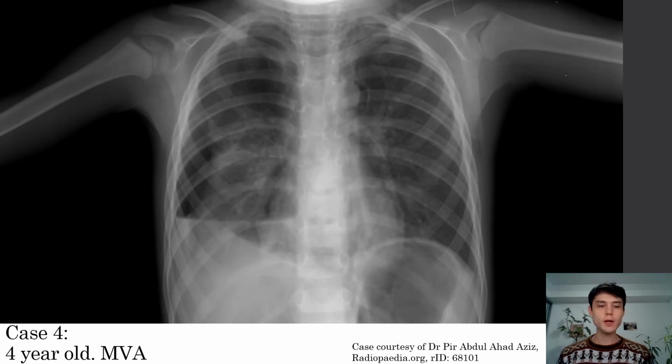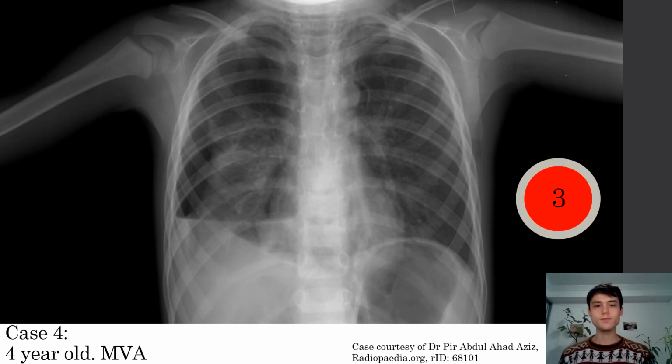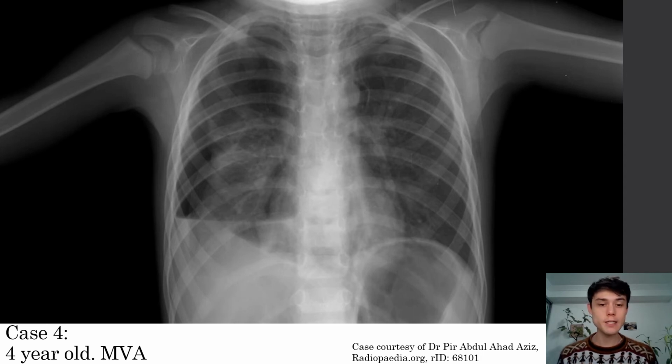Okay, case 4. We have a 4-year-old who's been in a motor vehicle accident. So there are a number of features worth commenting on here. The first being this flat line, which, unlike the curved line of the meniscus sign in a massive pleural effusion, is flat, which suggests that as well as fluid in the pleural space, we also have air in a hydropneumothorax. Now, given that the history is of trauma, we have to expect that the fluid is blood. So we're looking at a hemopneumothorax.